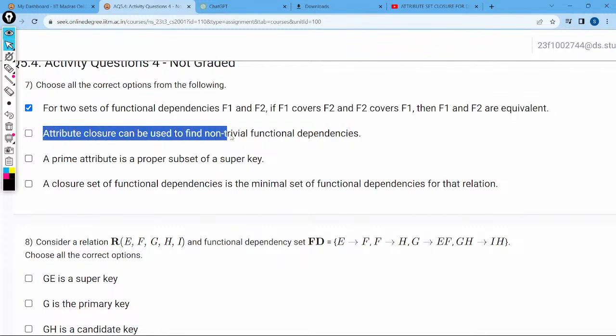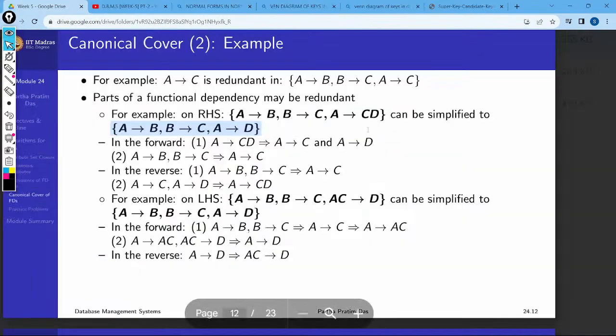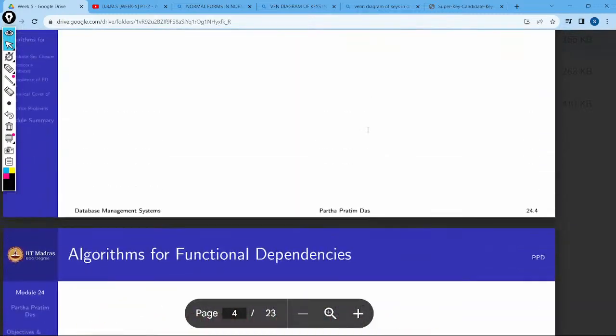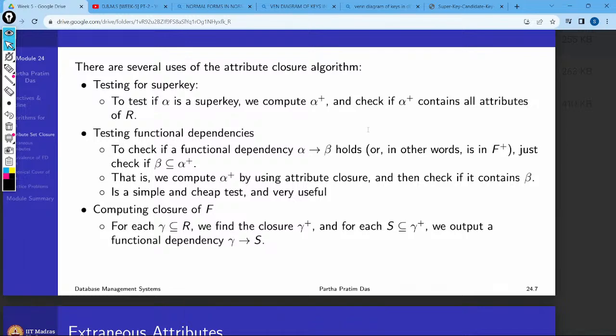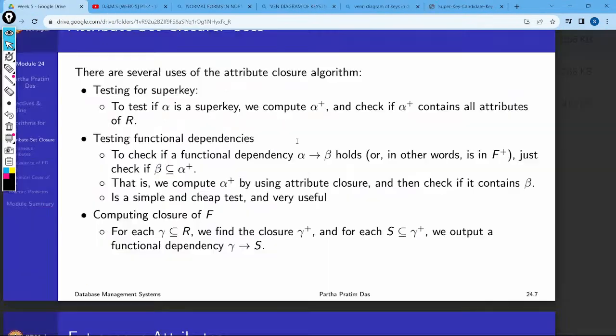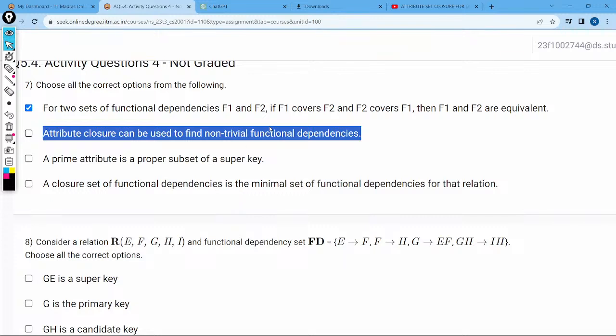Attribute closure can be used to find non-trivial functional dependencies. Let's see attribute closure uses. We use it to find non-trivial functional dependencies. It can be used for testing functional dependencies. I think we can use it, but let's leave it right now and come to this later on.